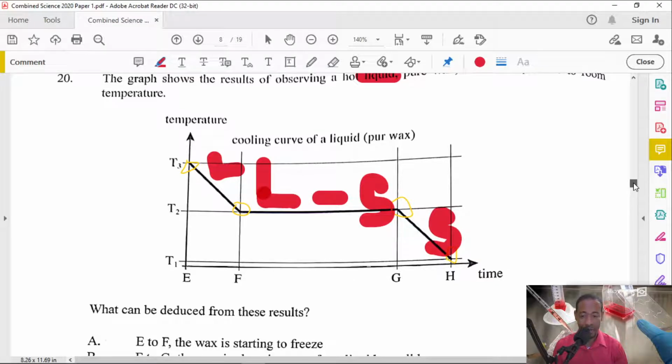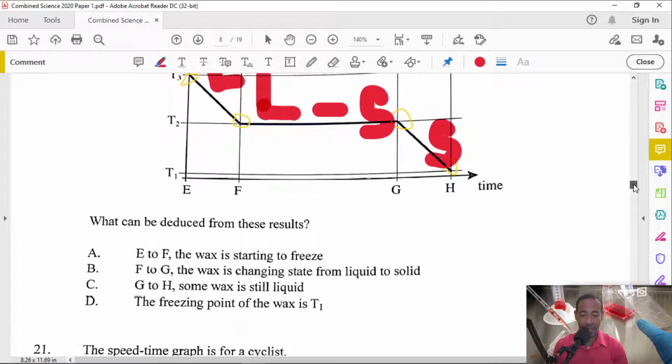All right, so let's look at the options carefully. It said from E to F, the wax is starting to freeze. E to F is the first part, that's the liquid part, so it's not starting to freeze there at all. Now looking at F to G, the wax is changing state from liquid to solid. Yep, so liquid to solid, remember our L to S.